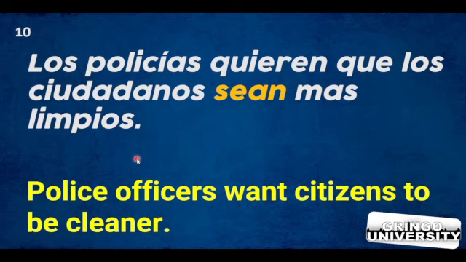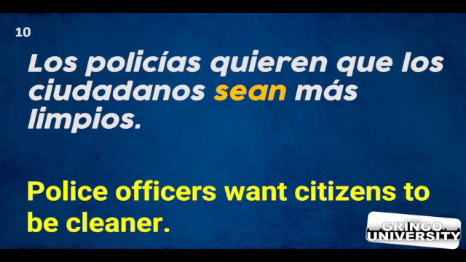Police officers want citizens to be cleaner. Los policías quieren que los ciudadanos sean más limpios. I have to put a tilde here in the más because we are comparing two things, more than something else. So you have to put the tilde in the más.